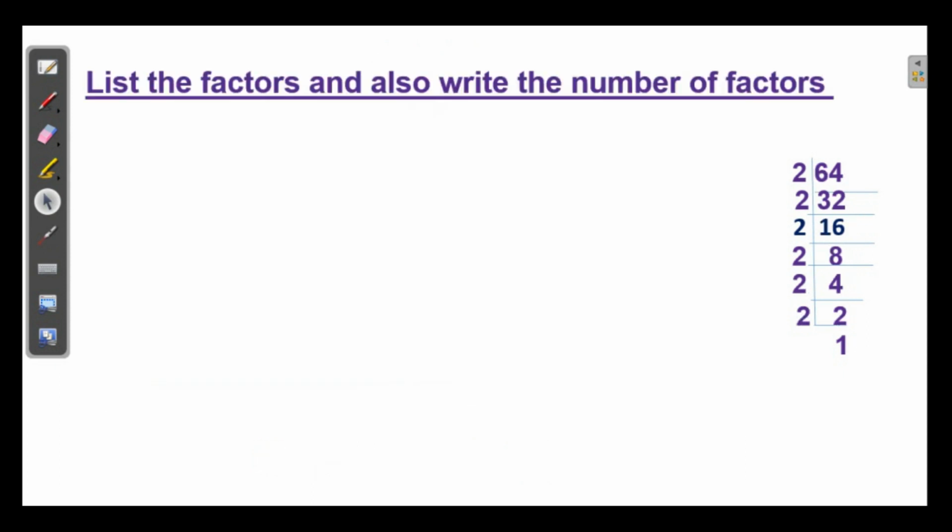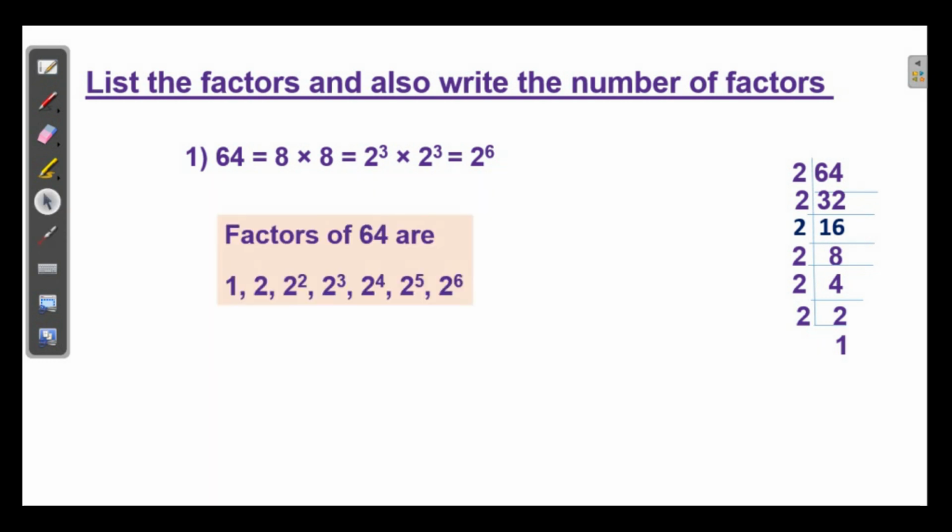The question given, we can rewrite as: list the factors and also write the number of factors. The first one is 64. We can prime factorize 64 like this, that we have already learned. Otherwise, 64 is equal to 8 into 8, and 8 is equal to 2 cubed. 2 cubed into 2 cubed is equal to 2 raised to 6. If we are able to write this number as a power of a prime number, it will be very easy to list the factors.